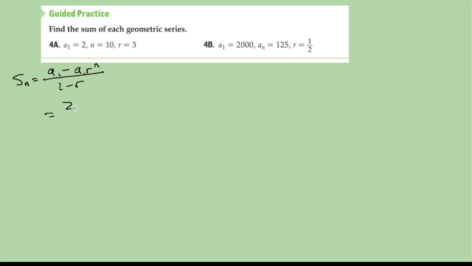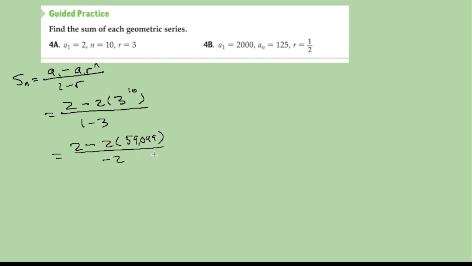I have a sub 1 is 2, so I'm going 2 minus 2 times, and then I have r. My r is 3, and then I've got 10, right? And then over 1 minus r, so I have 1 minus 3. Okay, so I'm going to have 2 minus 2 times, and then I'm going to figure out what 3 to the 10th power is. So 3 to the 10th is 59,049, right? So 59,049 over negative 2.